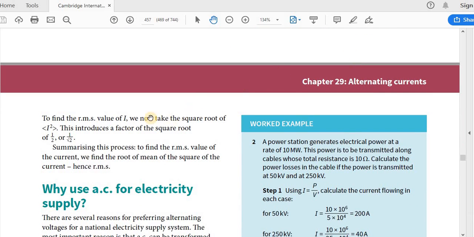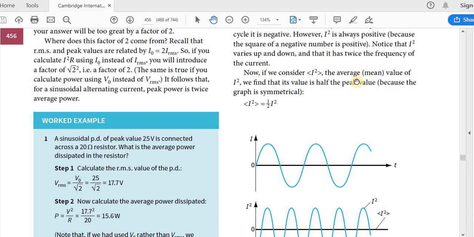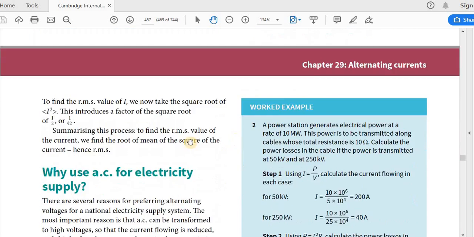Okay, to find the RMS value of I, we now take the square root of I squared. So see, RMS, root mean square. Now this is the mean square value, because mean and also there is a square. So just like what you learned under ideal gases, we are doing something over here. So to find the RMS value of I, we now take the square root of this whole thing. This introduces a factor of the square root of half, which is 1 over square root of 2.